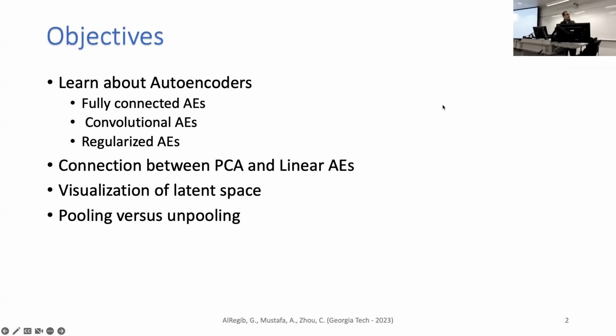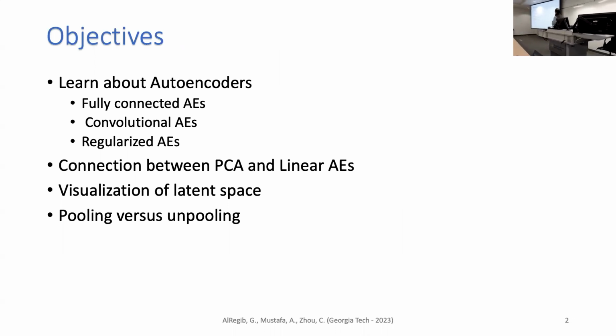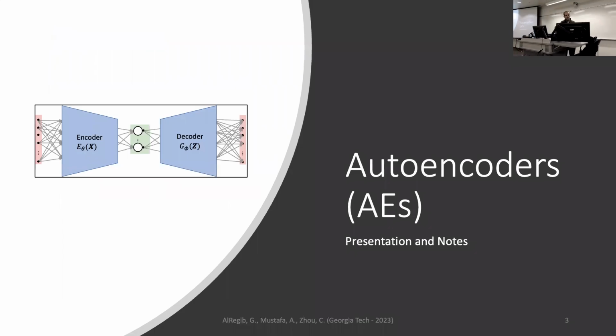And okay, so we'll look at fully connected autoencoders, convolutional, regularized, or denoising autoencoders. The only autoencoder we'll not cover is the variational autoencoder, a very powerful one, but it needs quite a bit of math that we don't really have space for in this course. And then we look at the relationship between PCA and autoencoders, and we look at how you can visualize the latent space, which I think is very important. And then the pooling and unpooling mechanisms. Okay.